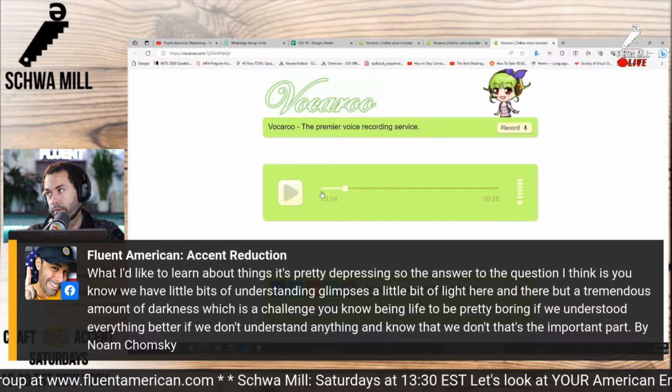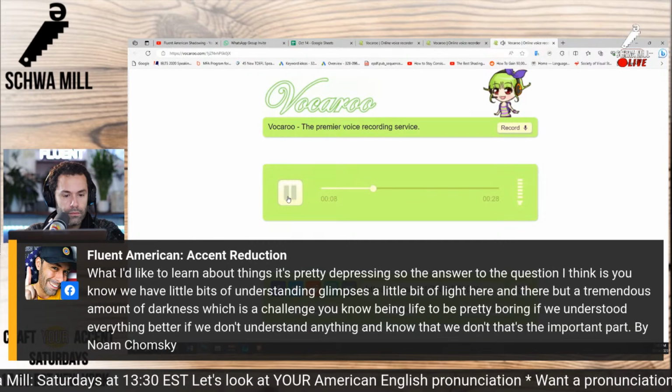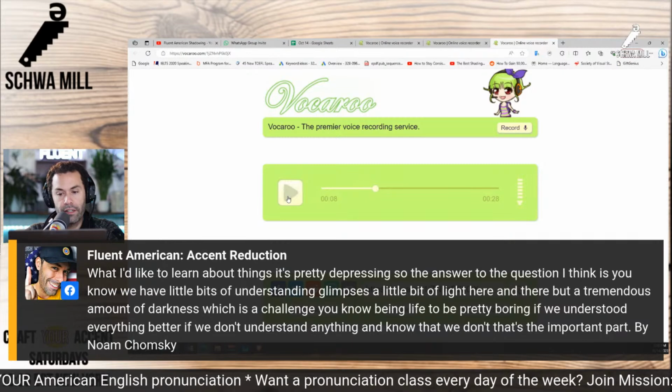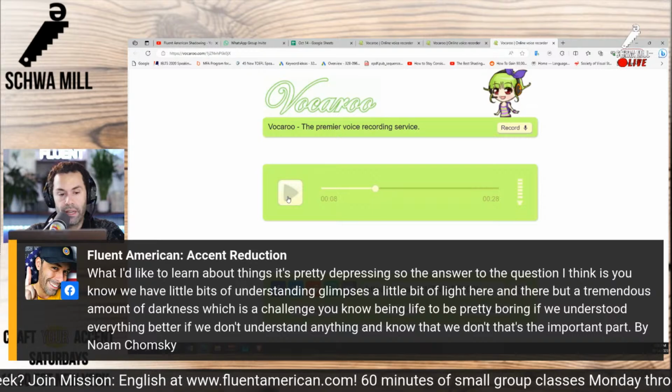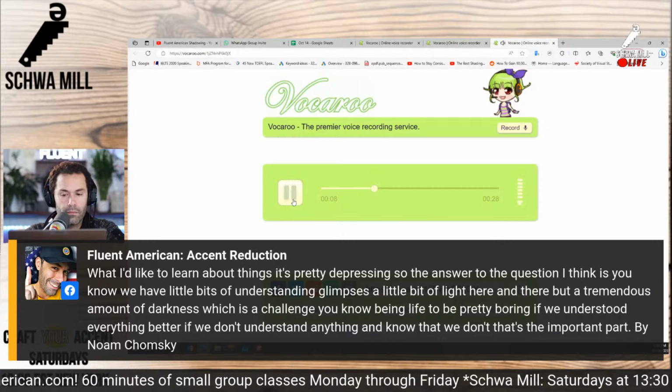So if this is shadowing, I'll go back to that part and see how heavy that is, because there's a good chance that's actually a very reduced section. Because again, it's a filler word. It doesn't really mean anything. It could just be like, we have, so see how weak and fast the 'you know' part could be. You know, we have little bits of understanding, glimpses, a little bit of light.